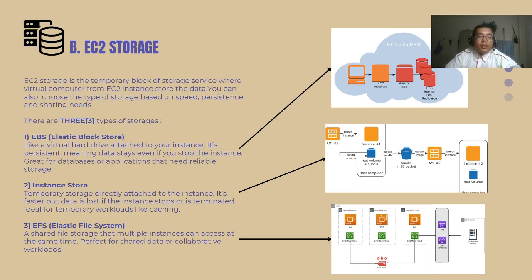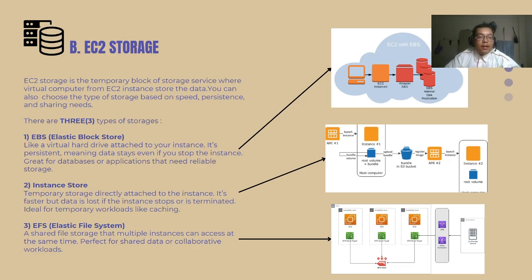B is EC2 storage. EC2 storage is the block storage service where the virtual machine from the EC2 instance stores its data. You can choose the type of storage based on speed, persistence, and sharing needed. There are three types of storage. First is EBS, Elastic Block Store, like a virtual hard drive attached to your instance. It is persistent, meaning data stays even if you stop the instance. Great for databases or applications that need reliable storage.